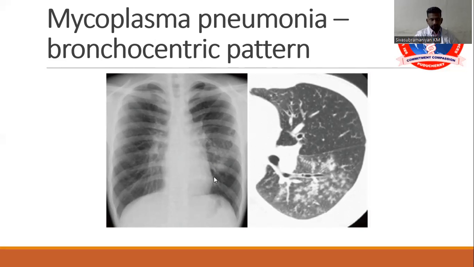Now let's go into the X-ray. Here you could see that there is a heterogeneous area of haziness in the left mid zone, abutting the left heart border, but the left heart border is actually seen well through the opacity. And this is a corresponding CT image showing a bronchocentric pattern of nodular opacities, nodular densities in the left lower lobe of the lung and adjacent areas of bronchial wall thickening. So this is a patchy pneumonia with bronchocentric pattern.